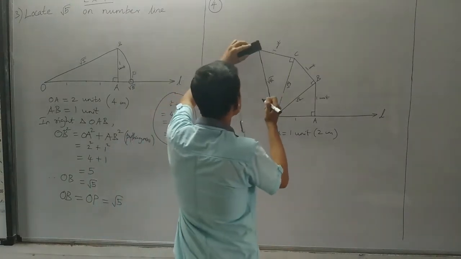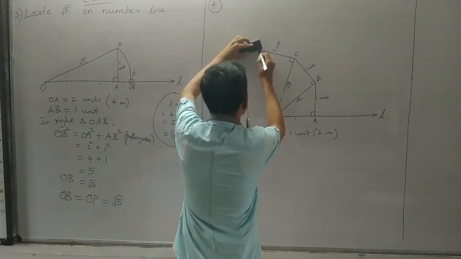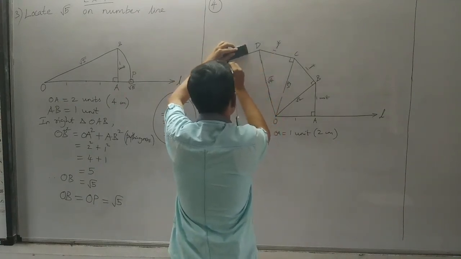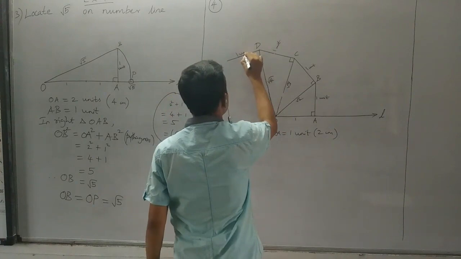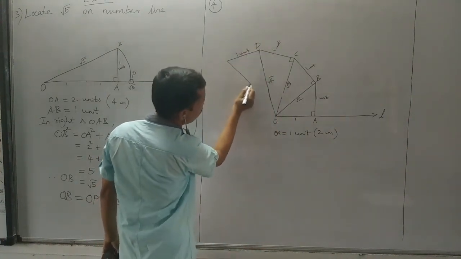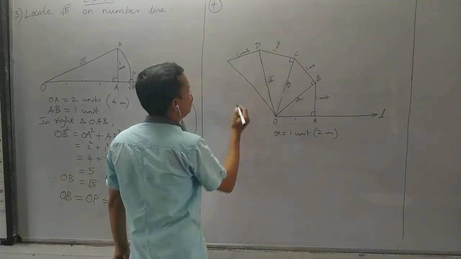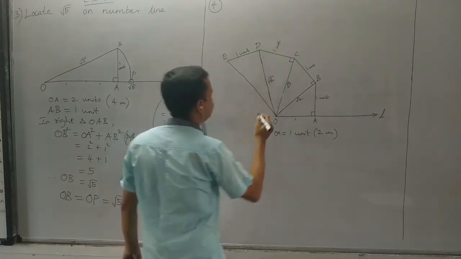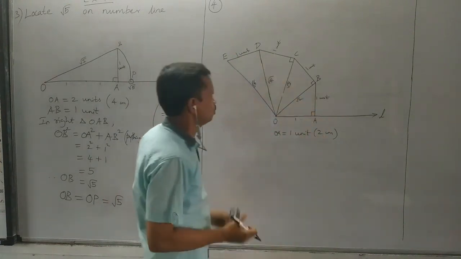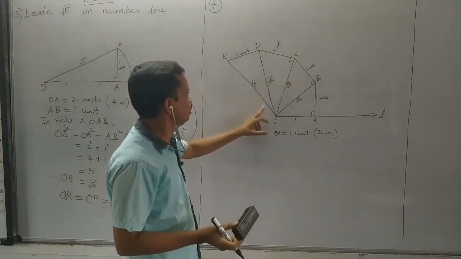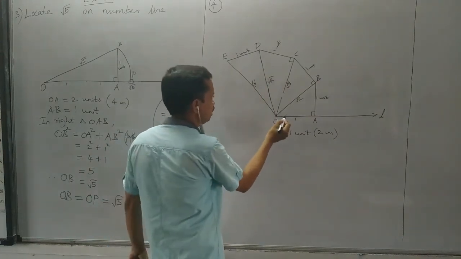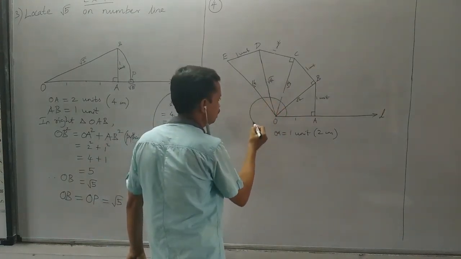So how? You have to draw a perpendicular here. Again, 1 unit distance. Draw a perpendicular. You have to join here, and it will be E. Now you get root 5. Root 2, root 3, root 4, root 5. Now OE, you get root 5. You look, it comes like a square root spiral.